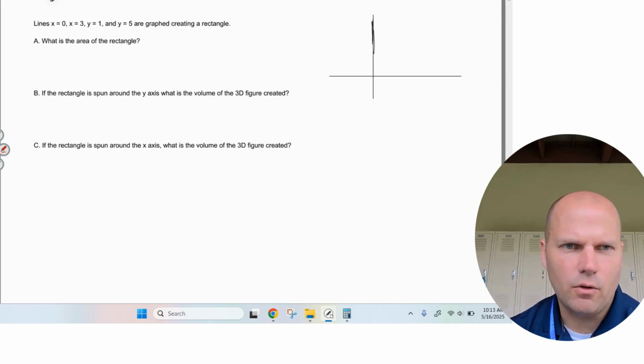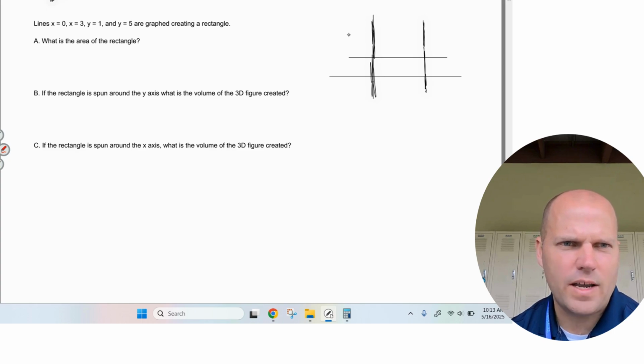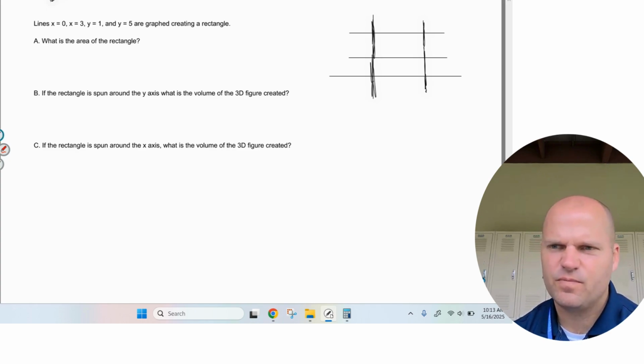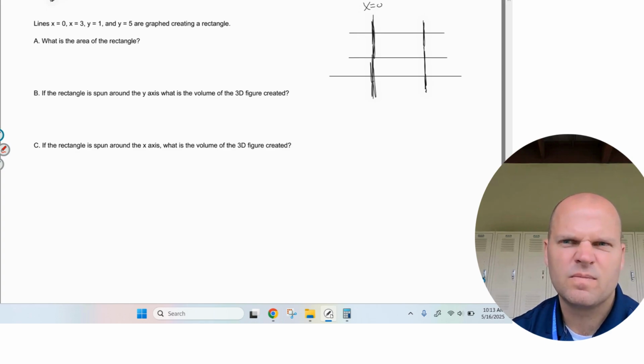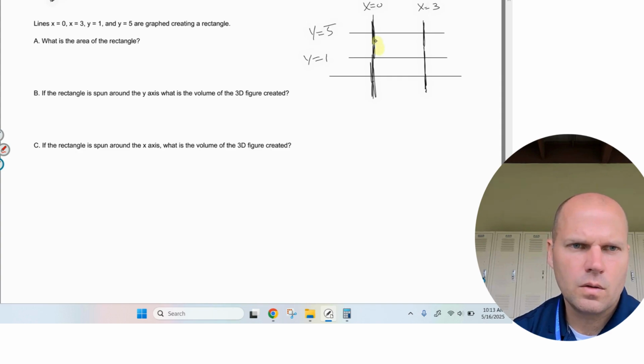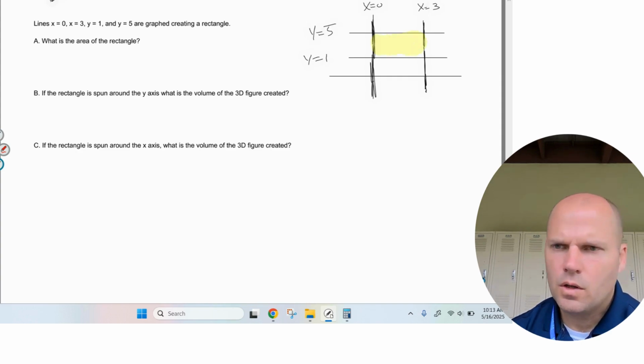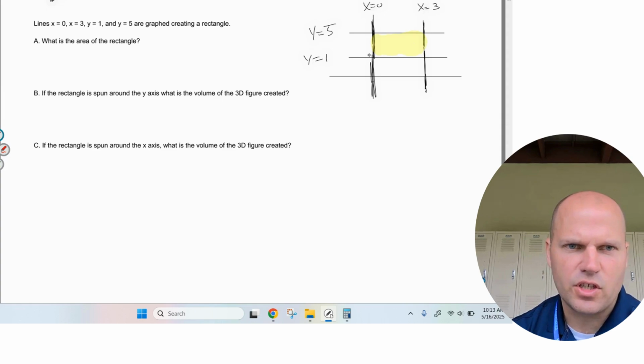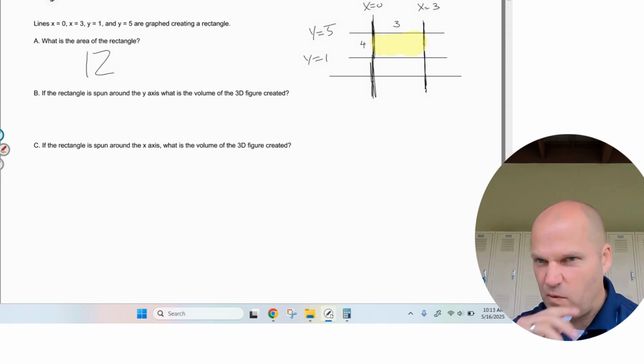X equals 0. You got to know it's the vertical line. X equals 3. You got to know it's a vertical line. Y equals 1, horizontal. Y equals 5, horizontal. Find the intersections if you want to. This is 0, 5. This is 0, 1. This length is 4. This length is 3. What is the area? 12.